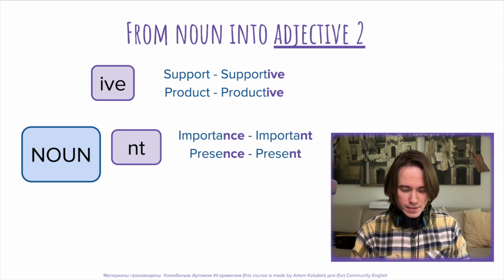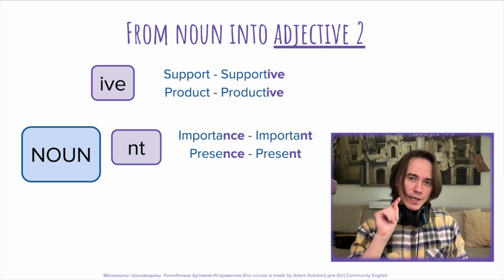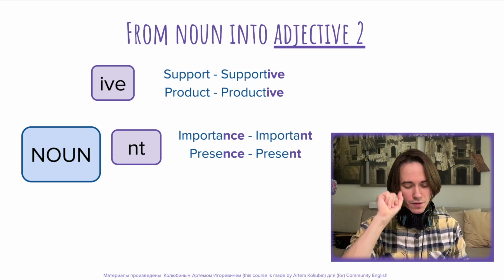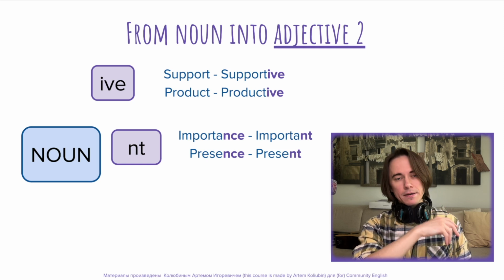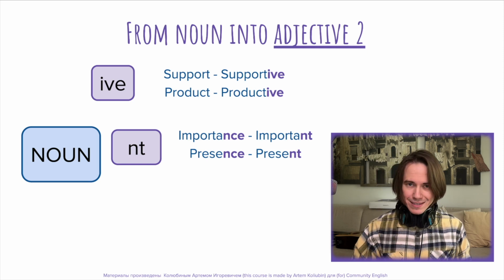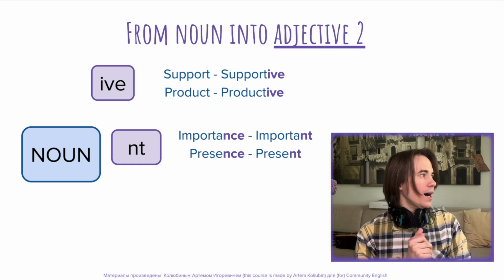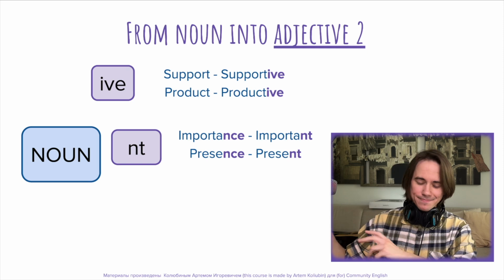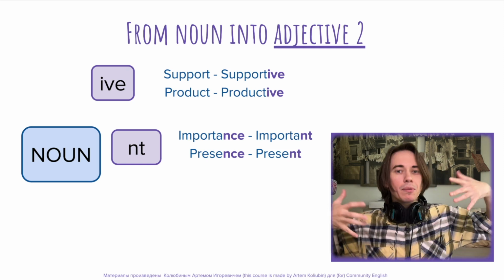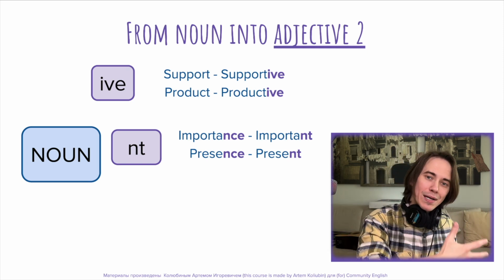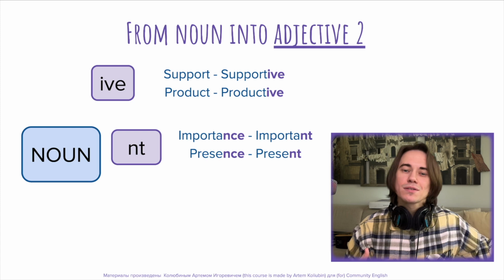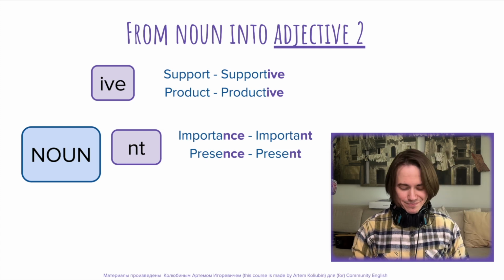So importance, and usually we use "nt" when we have a noun with "ns" on the end, like importance, important. So important meeting, but I don't know, importance of something. Again, presence, my presence here, but present student is present student, so present tense, something like that.